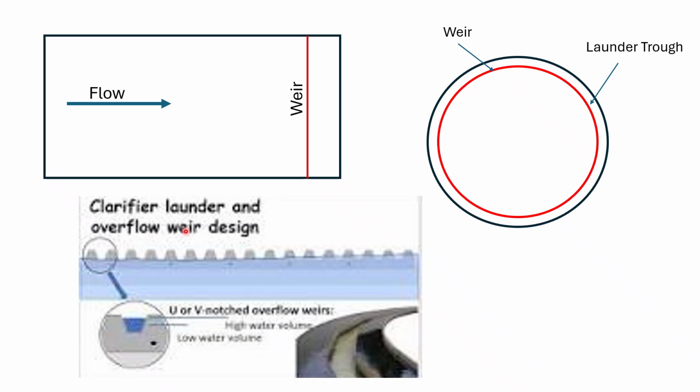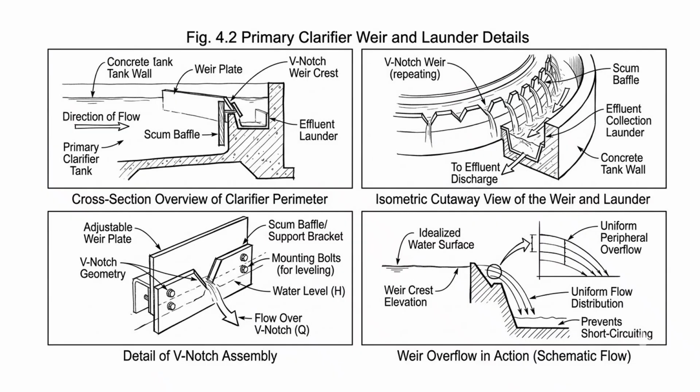And here you go. This is the clarifier launder and overflow design. This one shows a U-type notch, which is flat on the bottom, but you're very rarely going to see this. You're typically going to see the V-notch weir. Okay, so just to give you an idea of the dimensions for that weir.